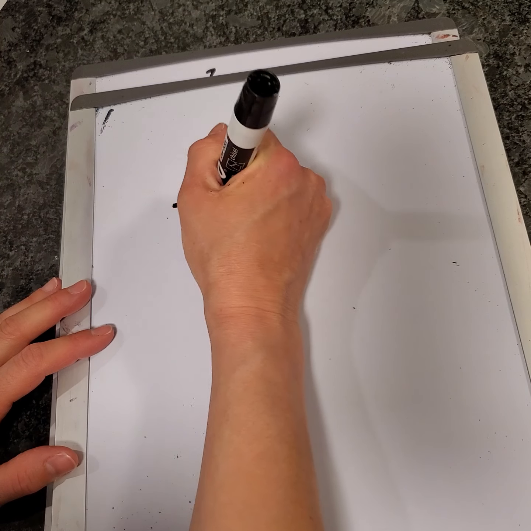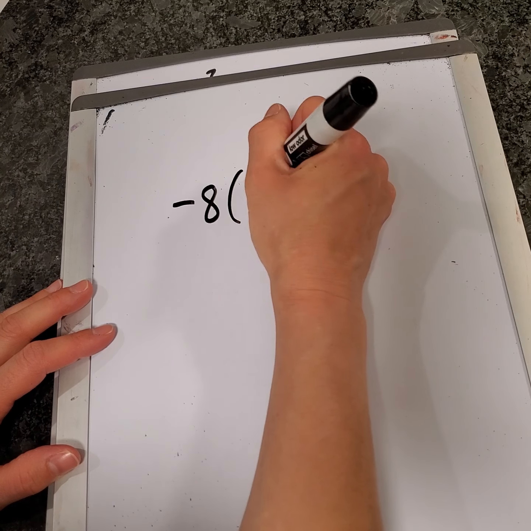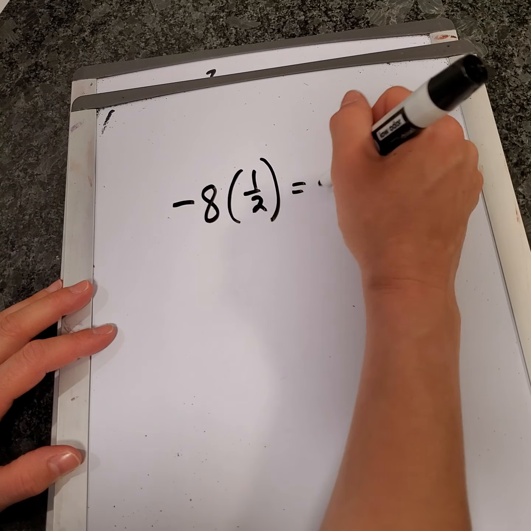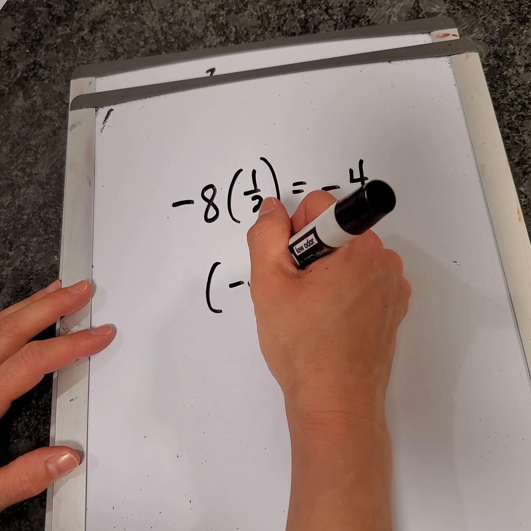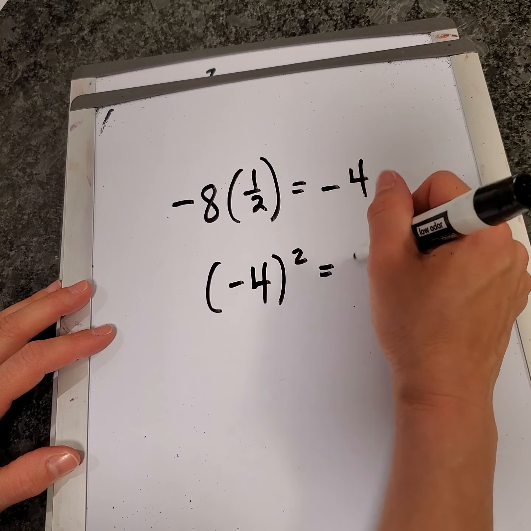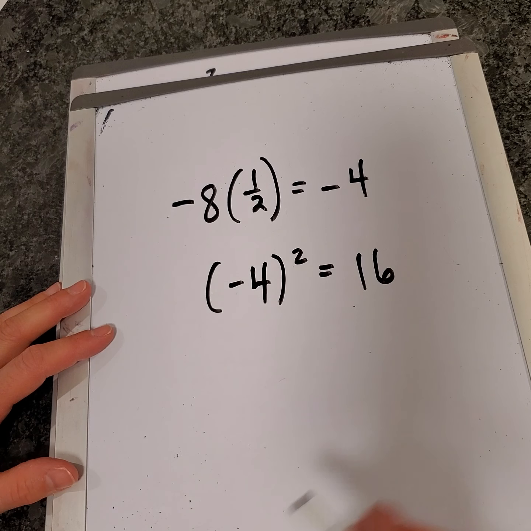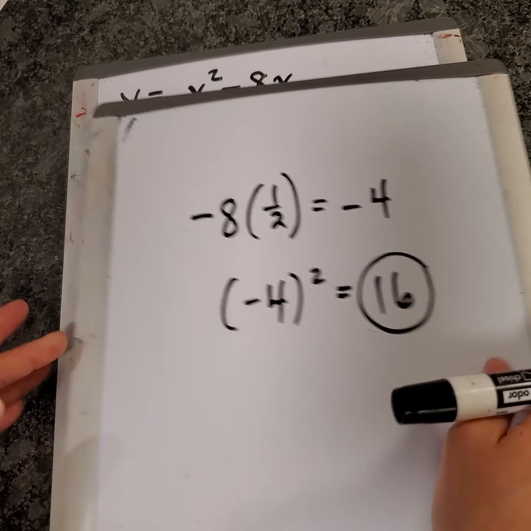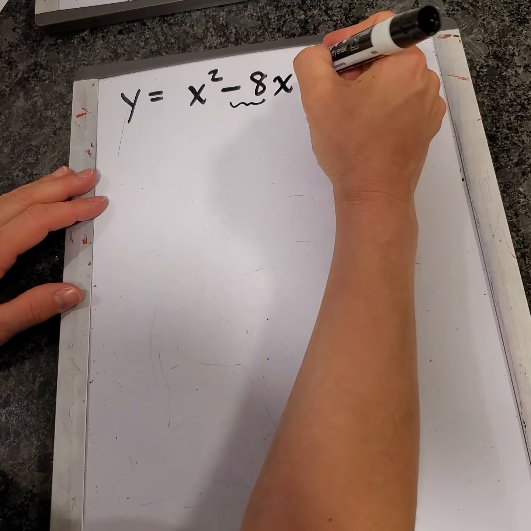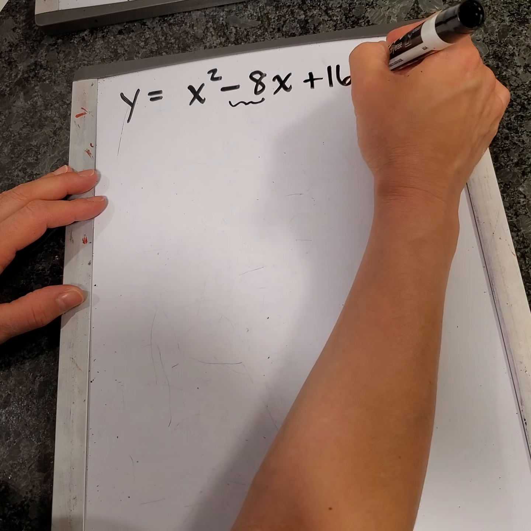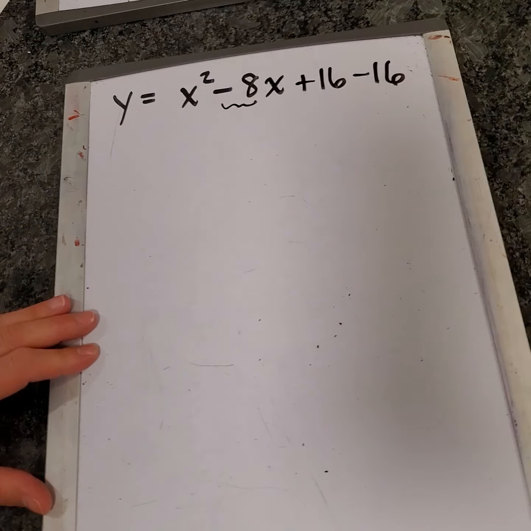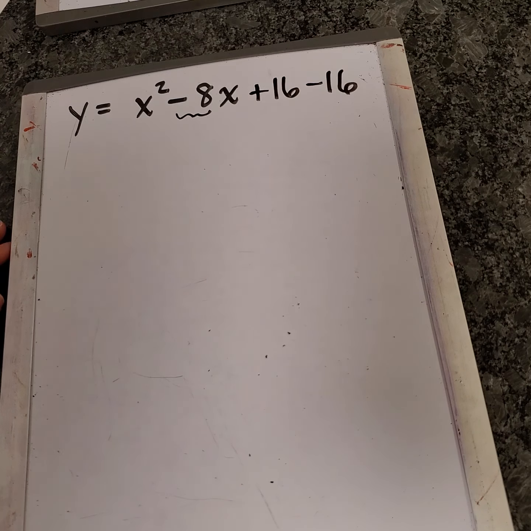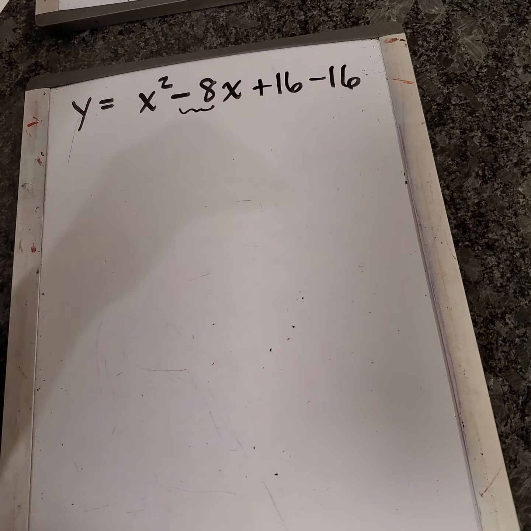That number is negative 8. I want to take a half of negative 8, which is negative 4, and then I want to square negative 4, which is 16. And so I am going to add 16 and minus 16. Am I allowed to do that? Absolutely, because a positive 16 and a negative 16 is just 0. I can add 0 to the equation, and that is totally okay. And I didn't just do it for fun.